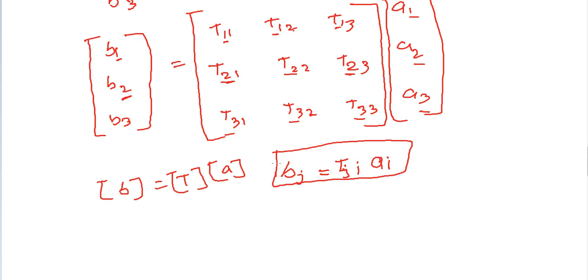This is how we can derive the components of a transformed vector in terms of the transform tensor and the given vector. Thank you very much, and I'm going to see you in the next lecture.